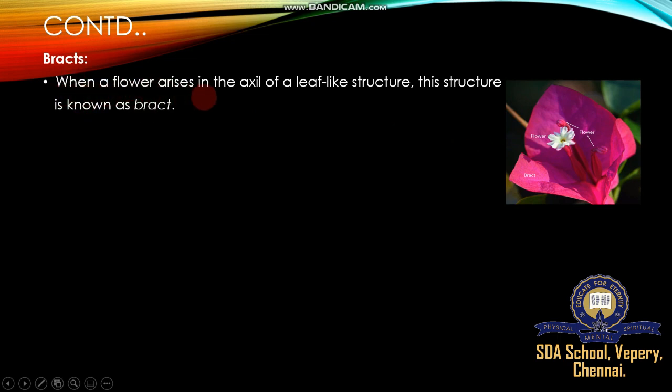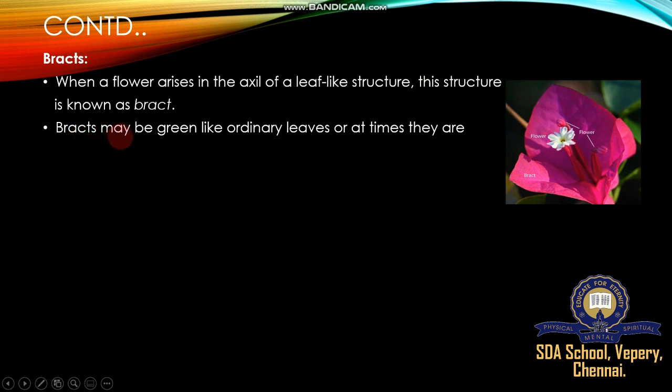When a flower arises in the axil, sometimes it forms a small hair-like appendage, sometimes a little larger in size, looking like a flower, corolla-like, a leaf-like structure. This structure is known as a bract. A bract may be green like ordinary leaves, or at times colored. Sometimes colored, sometimes non-colored, usually without any color.